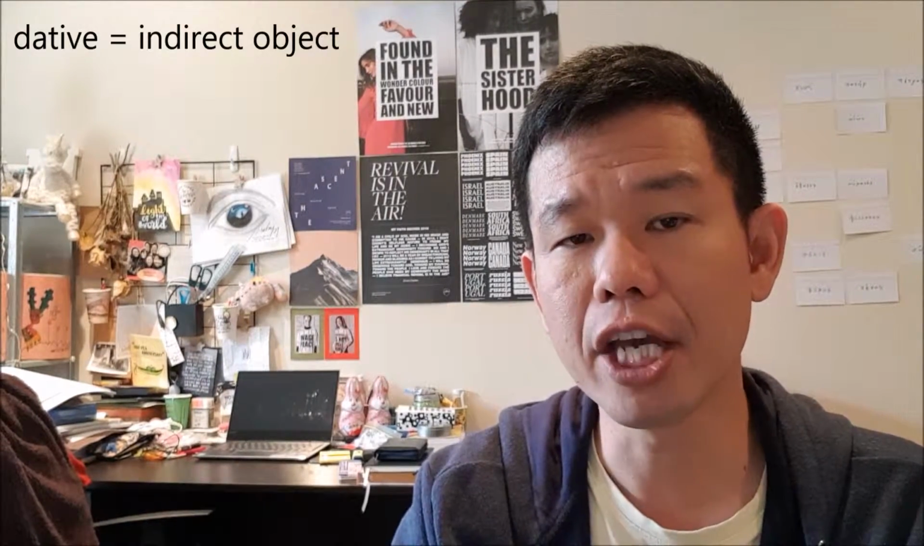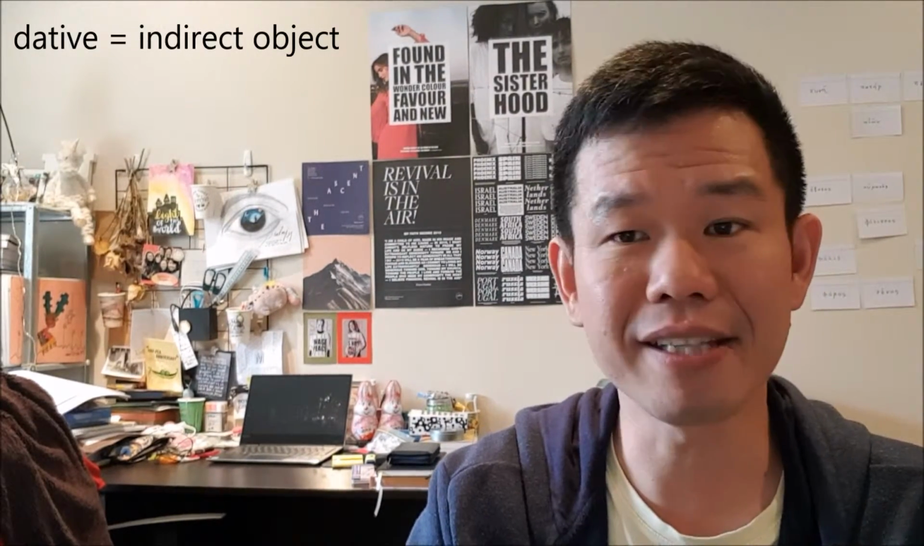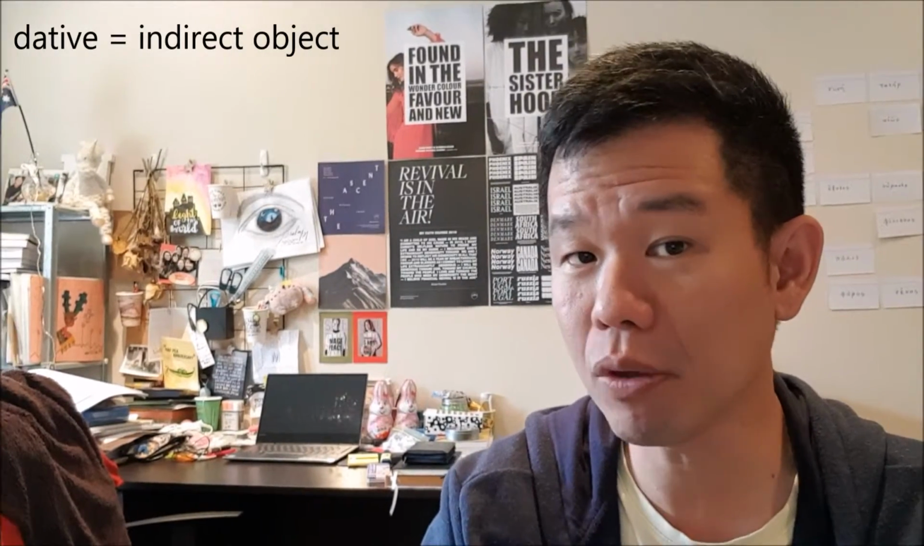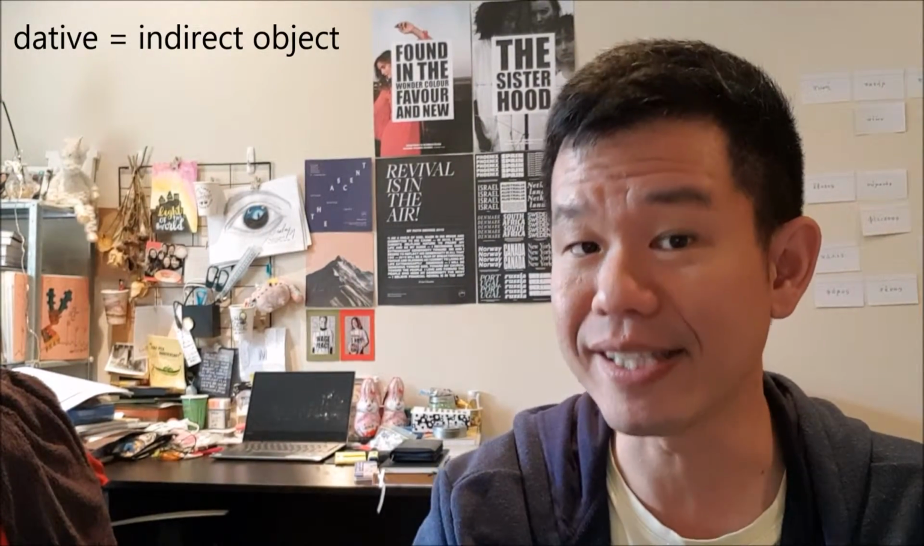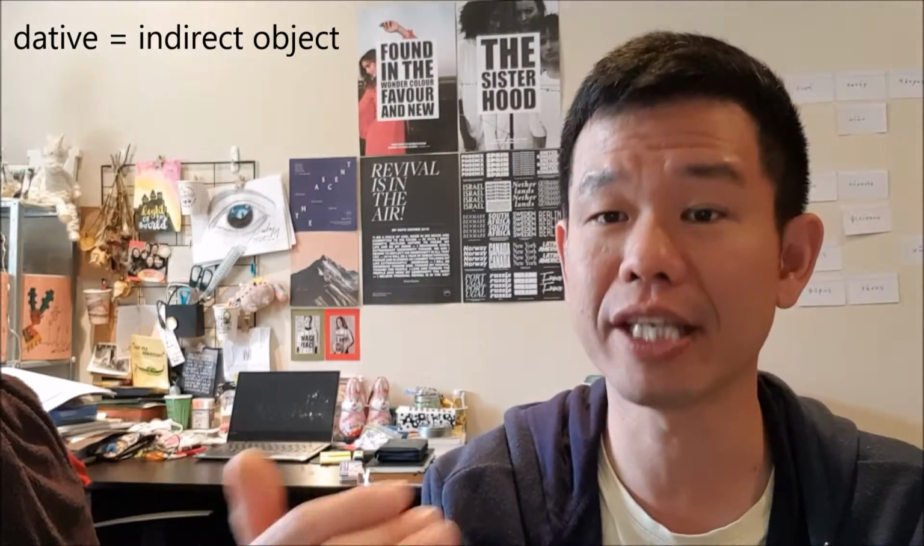The dative represents the indirect object. For example, in the sentence, Keith kicks the ball to Sam, the ball here becomes the object and Sam becomes the indirect object. Alright, so Keith kicks the ball to Sam.